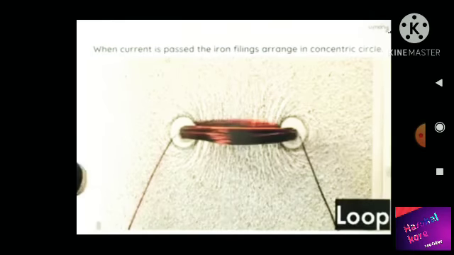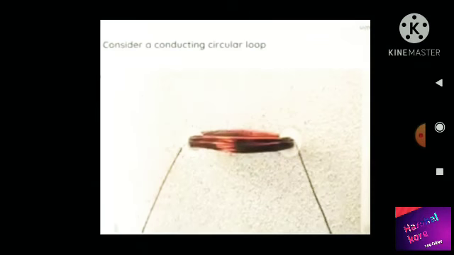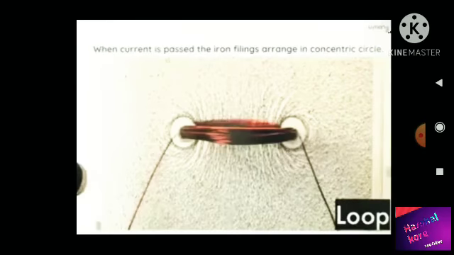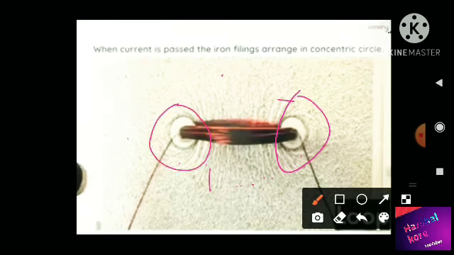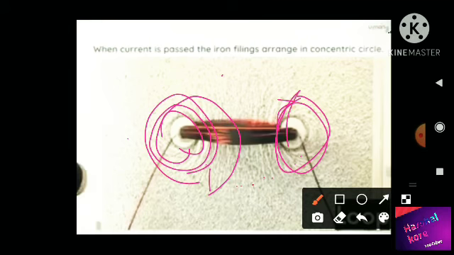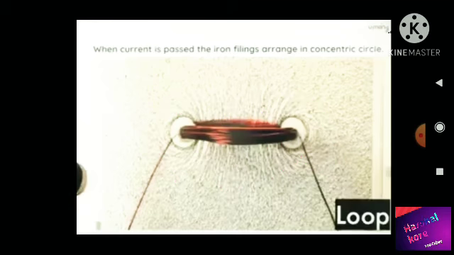When current is passed, iron filings arrange in concentric circles. If we connect a loop like this and pour the iron filings around it, and the current flows through it, it will look just like a magnetic field. All of them look like concentric circles at the edges, and here also like this. By this we can say that a circular loop is also a magnet.